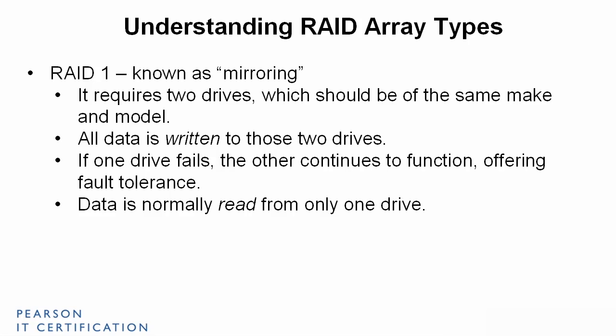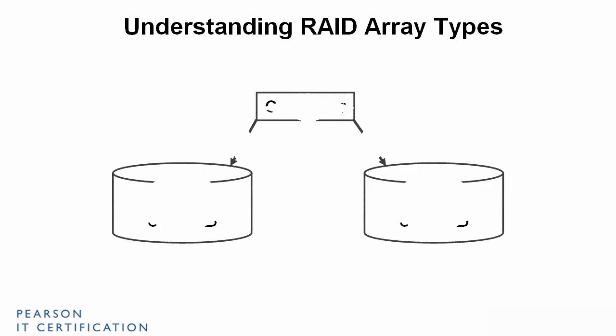Data is normally read from only one drive. So in that respect, you get the same performance as you would in a single drive system. But when you write the data to the mirror, it takes a little longer because you're writing to 2 drives at the same time. Let's show an illustration of this.